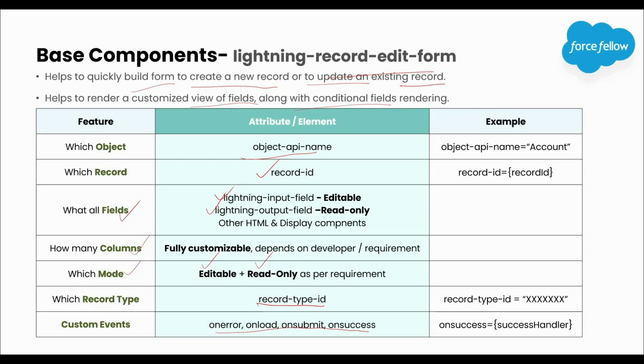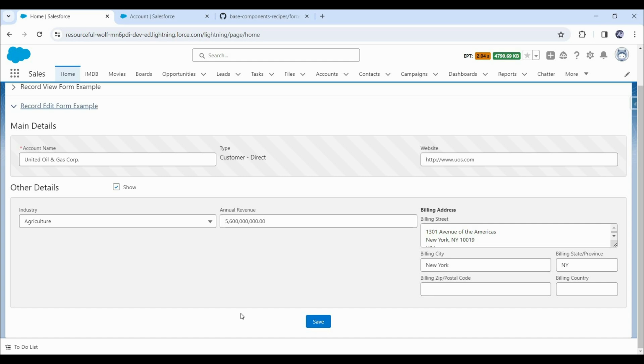Okay? And as I said earlier, these forms internally use Lightning Data Service, wire adapters and functions. So we don't need to write additional Apex code to create or update records. And as you know, LDS also takes care of field level security and sharing rules. So users will see only those fields and records to which they have access. For example, if I remove permissions to this website field, then it will automatically get removed from here as well. For demo purposes, let me open my profile and remove permission from this field.